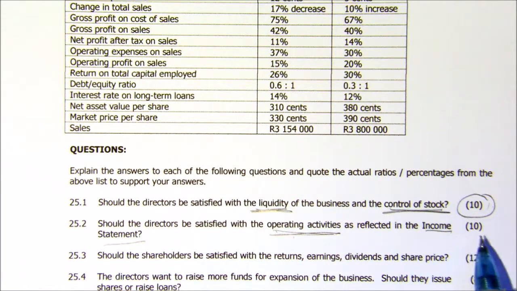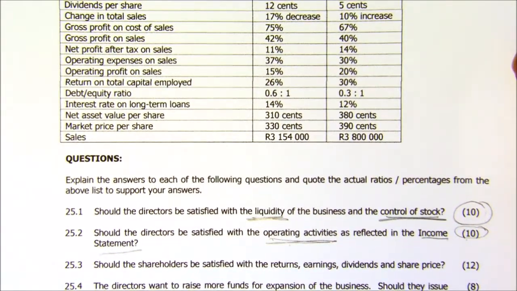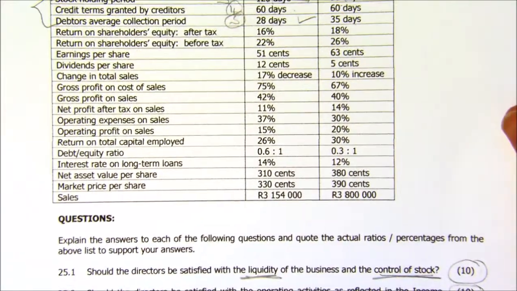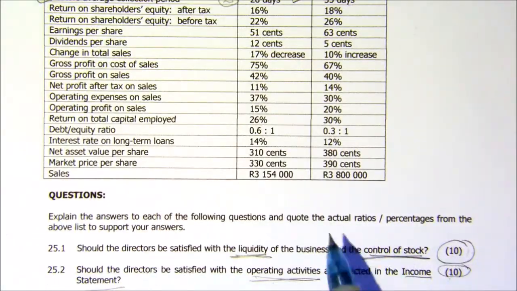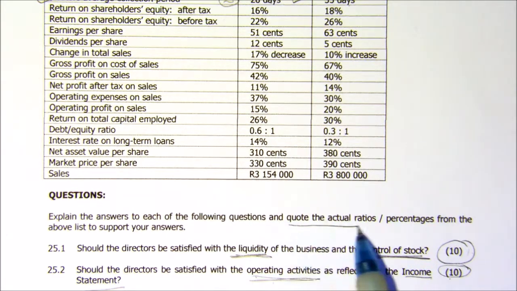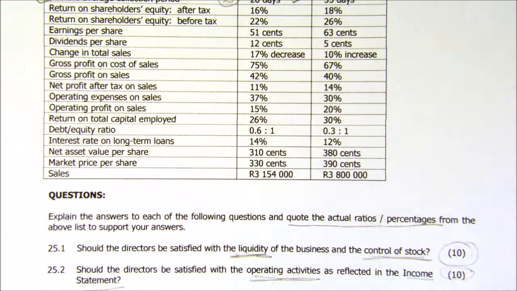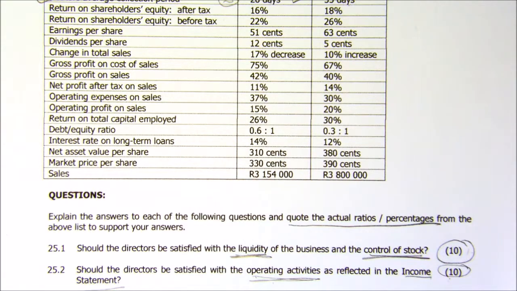Again, looking at this, 10 marks. So we are again looking at least 5 points. You remember, you need to quote the financial indicator. You need to say this trend, what has happened to it, has it improved or has it decreased? And remember, as I said to you in the first one, you need to quote figures all the time.